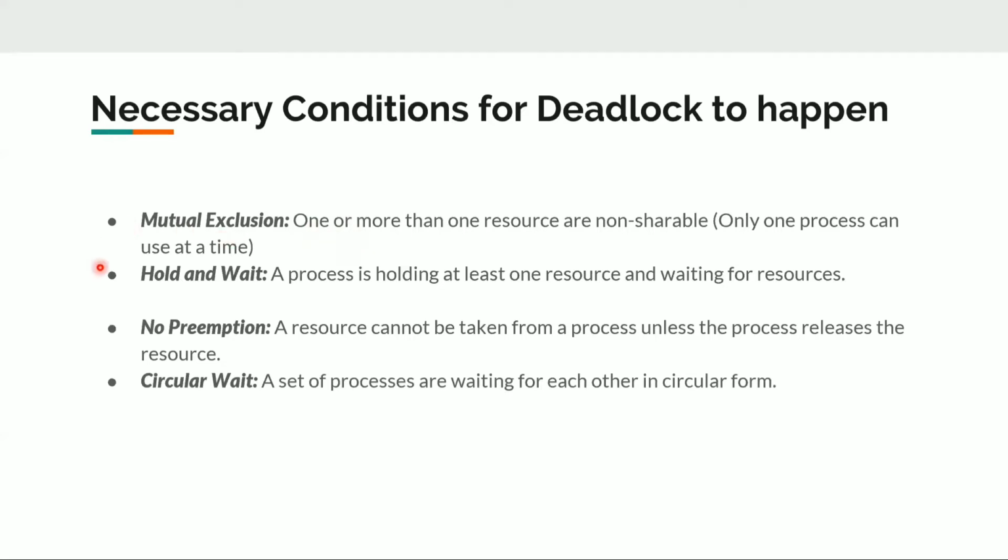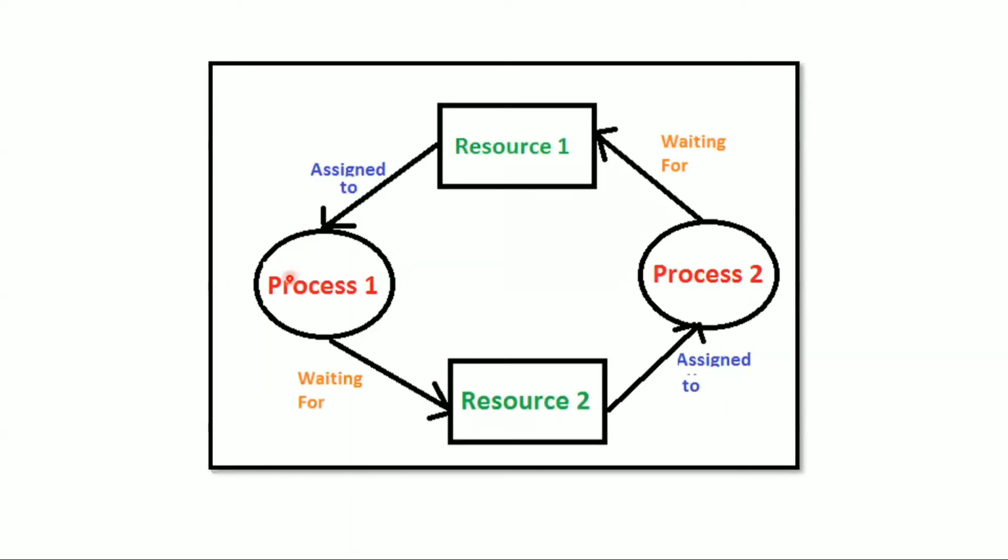The second one is hold and wait. What is hold and wait? The same situation. Hold and wait is when process 1 is holding resource 1 and process 2 is holding resource 2. If process 2 is requesting resource 1, process 1 is not releasing it. That is called hold and wait. This situation should be there for deadlock to happen.